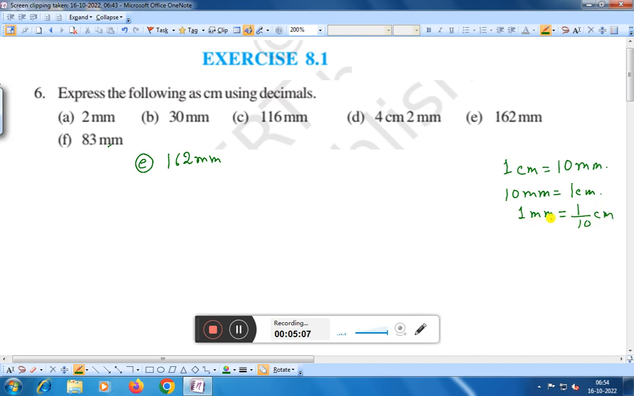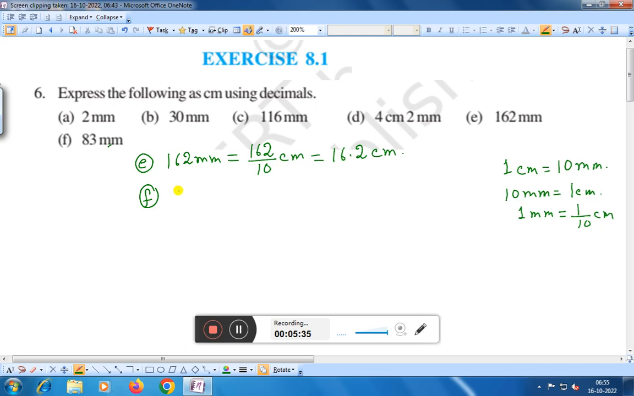That means to convert millimeter to centimeter, you have to divide that number by 10. Therefore, here you see the number is 162 millimeter. If we divide it by 10, it will change into centimeter. Right? That is 162 by 10, and 16.2 centimeter. Right?